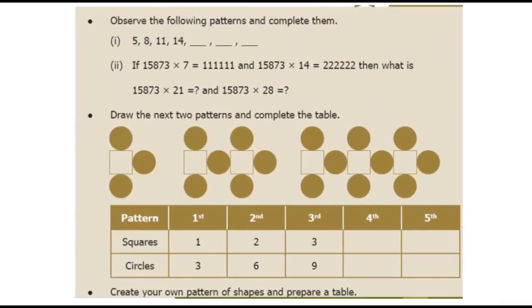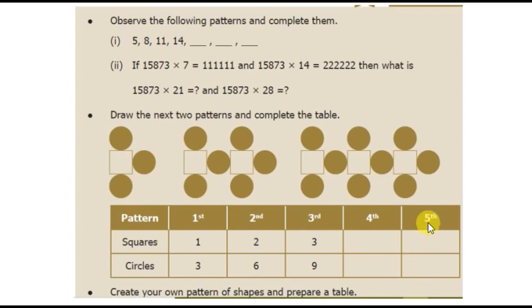Now we are going to see the activity given on page number 41. This activity has three questions. The first activity is a series: 5, 8, 11, 14, and so on. We will solve this problem now, and there will be another activity here and another diagrammatic activity here. You also have to fill up this table.